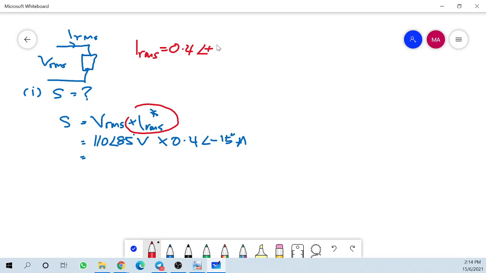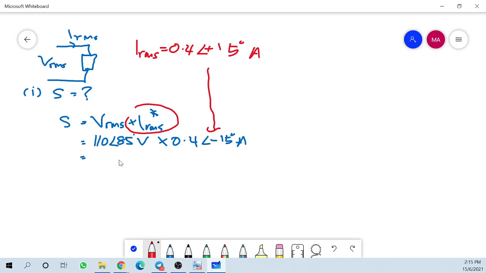So we have IRMS conjugate equal to 0.4 angle positive 15 ampere. Bila conjugate, kita akan jadi negatif. Katakan yang ni negatif, so bila conjugate jadi positif. Yang berlawanan ya. Okay, so berapa jawapan dia? Kita buat step by step.